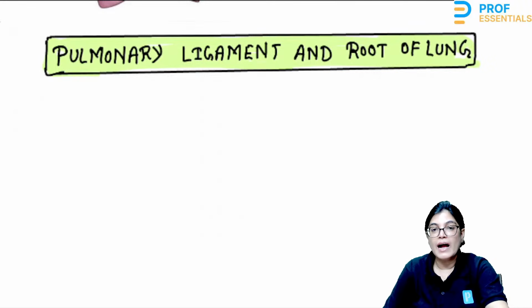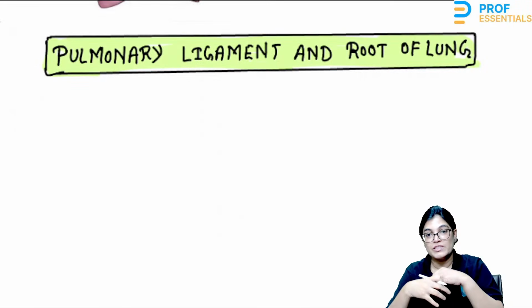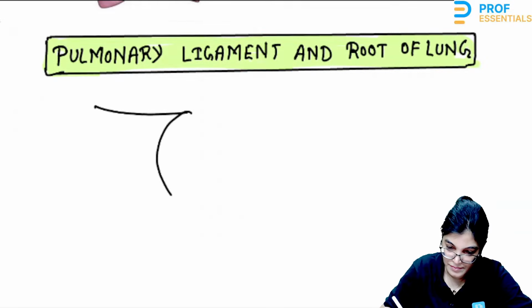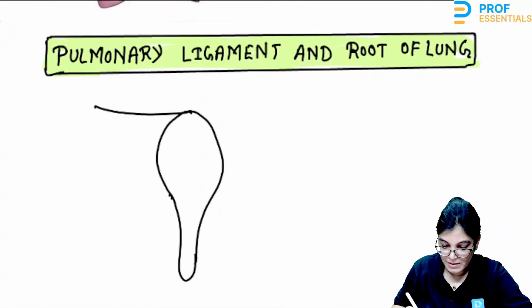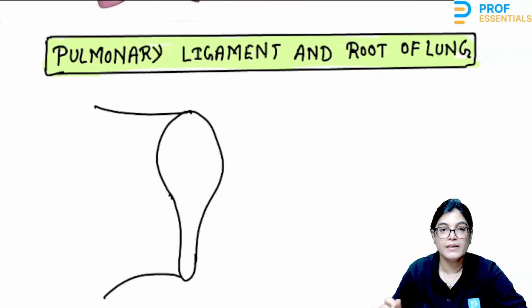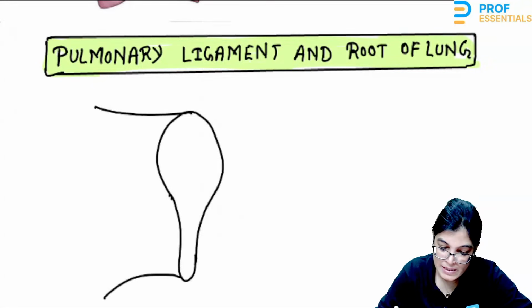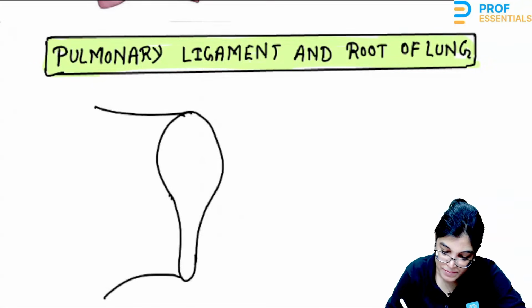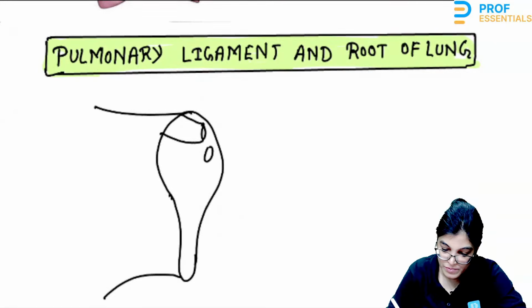So basically, I told you the pulmonary ligament is like the cuff of a jacket around the wrist. So we will make it like that. I will firstly make a jacket cuff. Is it okay? Inside, I have to make the structures. I will make pulmonary arteries. I will make pulmonary veins.